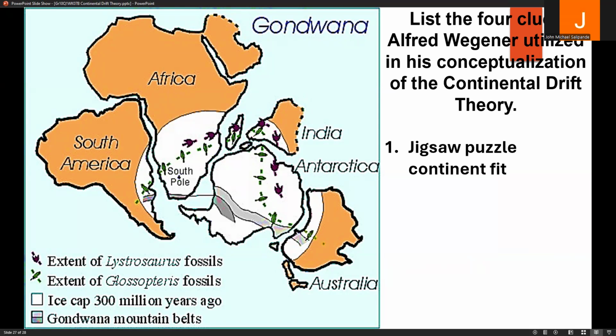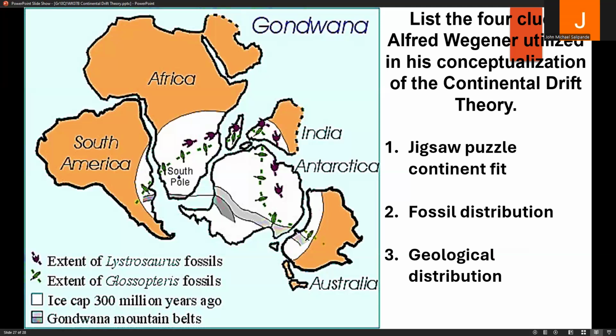Then number two, we have two fossils, Lystrosaurus and Glossopteris. So we have fossil distribution. And then number three, we have Gondwana mountain belt. So that's geological distribution. And number four, the presence of ice caps 300 million years ago, that's glacial or ice deposits.